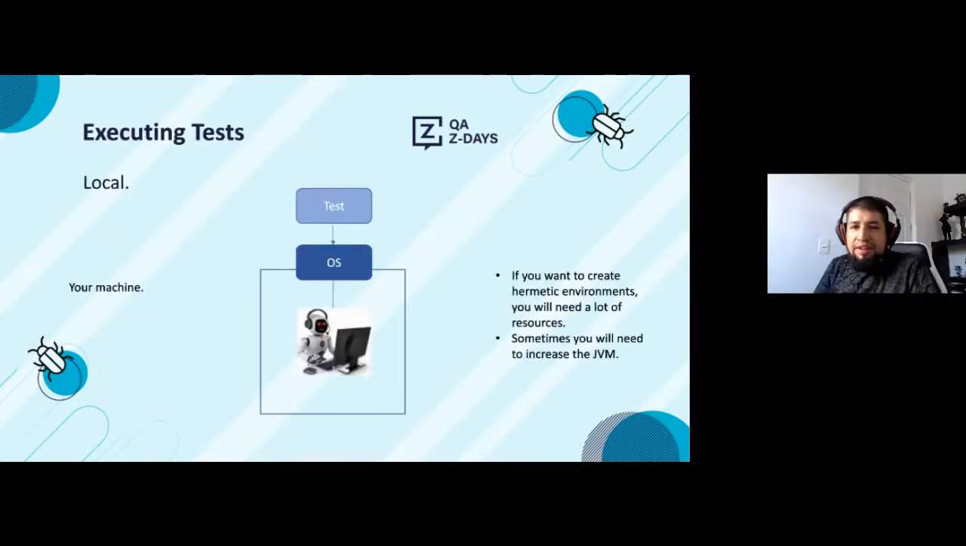And how do we execute the test? Well, this is just information for curiosity because this really depends on the infrastructure of your clients. But we have, as always, the local way to execute a test. You will have your machine, you will have your test, and you will execute it over the operating system. You only have to create your test client, which could be Java, Selenium, Protractor, Python, any language you like, and it will connect to the application.